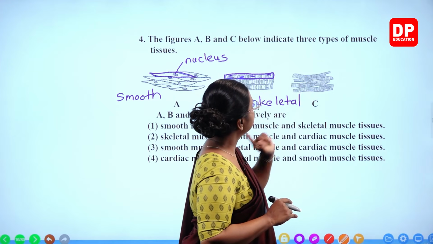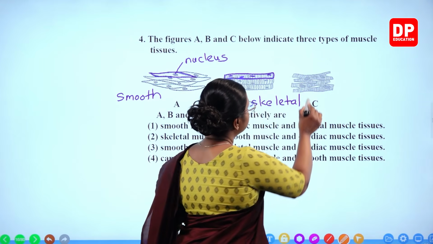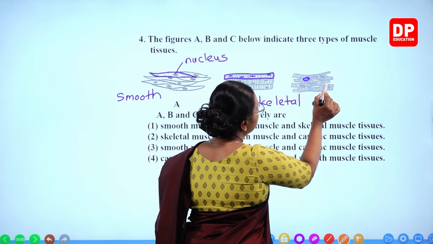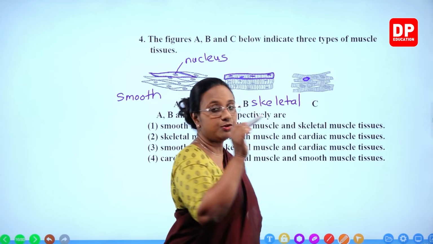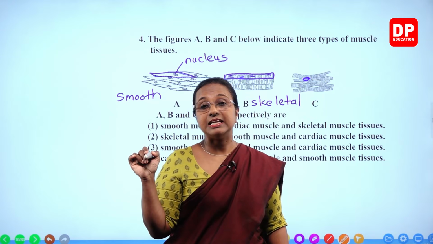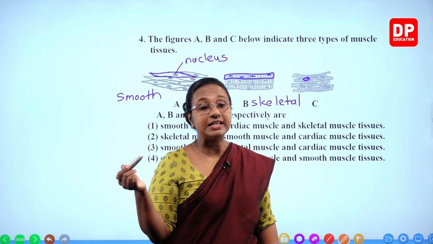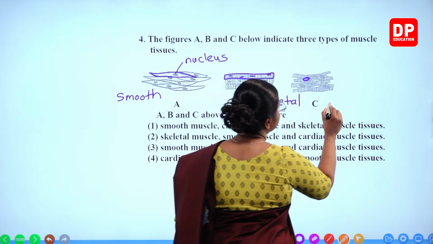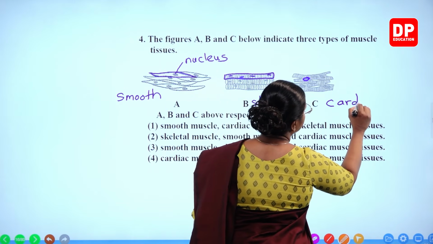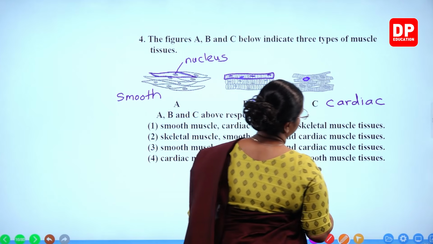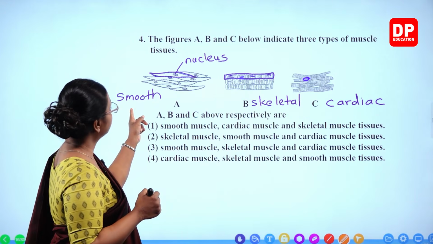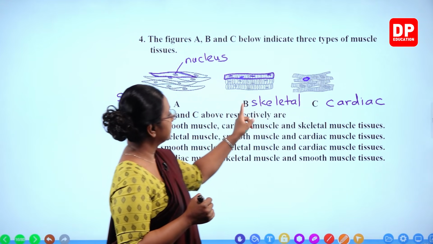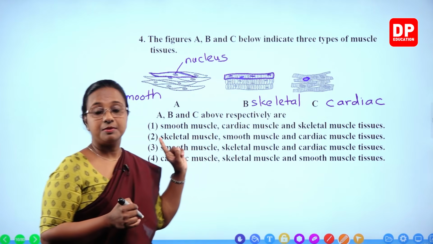Then here you can see these are short branched cells. And here you can see there is one nucleus. And if you look closely, you will see the intercalated disc or the intercalary disc. So this you all can see is a cardiac muscle tissue. Cardiac muscle. So first one is smooth muscle, then the skeletal muscle and cardiac muscle.